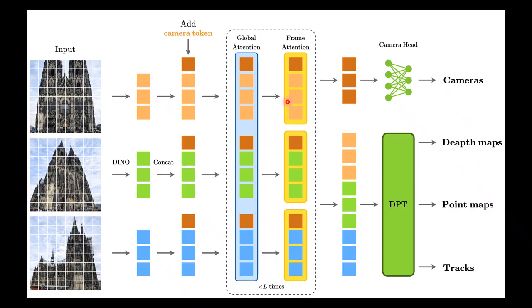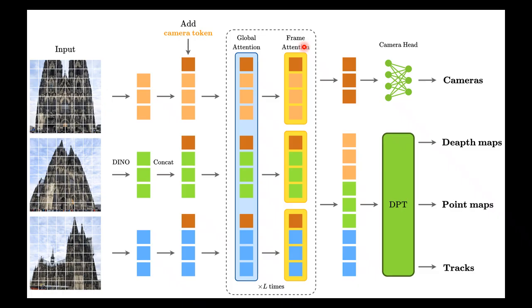Also, since we want to estimate these camera parameters and depth maps, we need to have a reference frame. To make sure that there is a well-defined reference frame, they treat the first image differently. So the first image's camera token and these 4 register buffer tokens are treated differently when the tokens are being processed inside this alternating transformer.